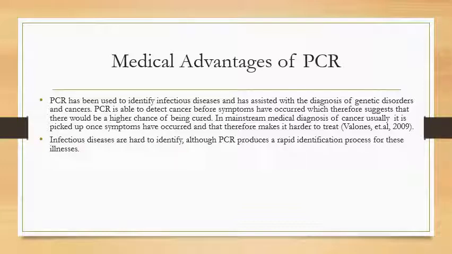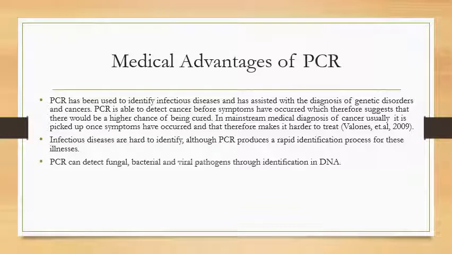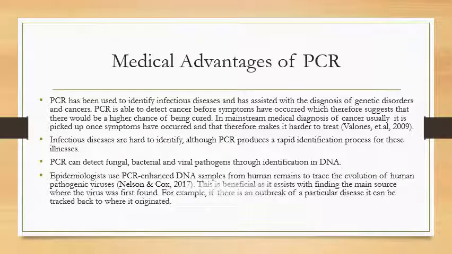PCR is able to detect cancer before symptoms have occurred, which therefore suggests that there would be a higher chance of being cured. In mainstream medical diagnosis of cancer, usually it is picked up once symptoms have occurred, and that therefore makes it harder to treat. Infectious diseases are hard to identify, although PCR produces a rapid identification process for these illnesses. PCR can detect fungal, bacterial and viral pathogens through the identification in DNA.